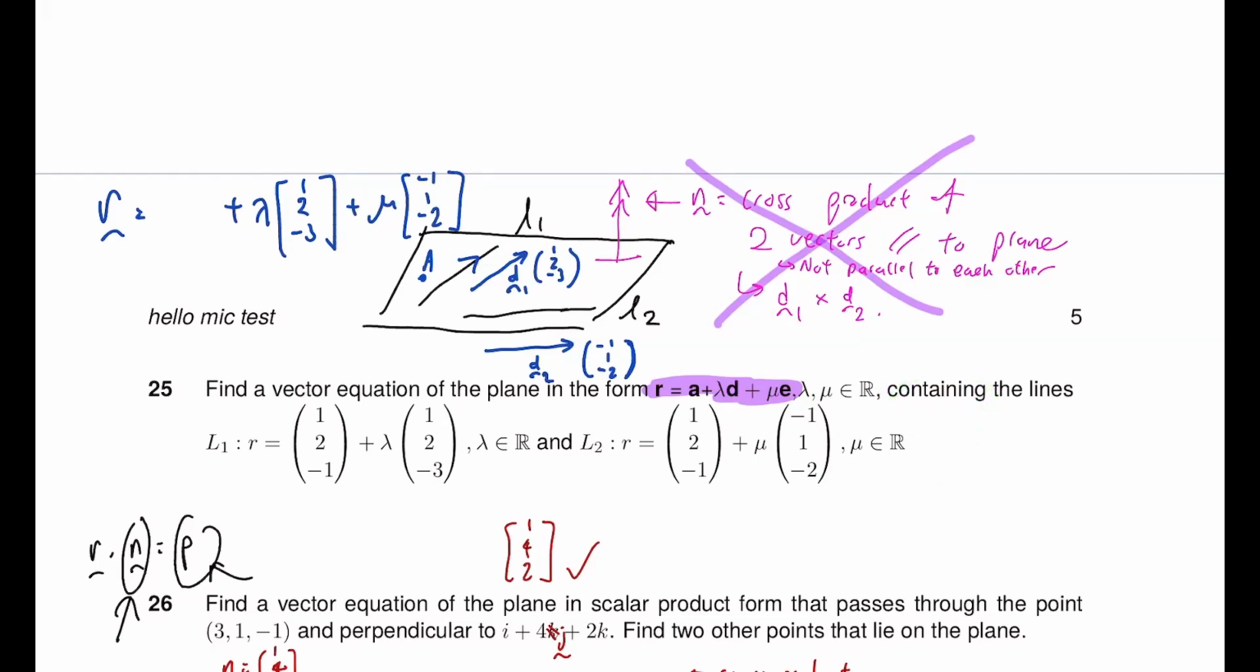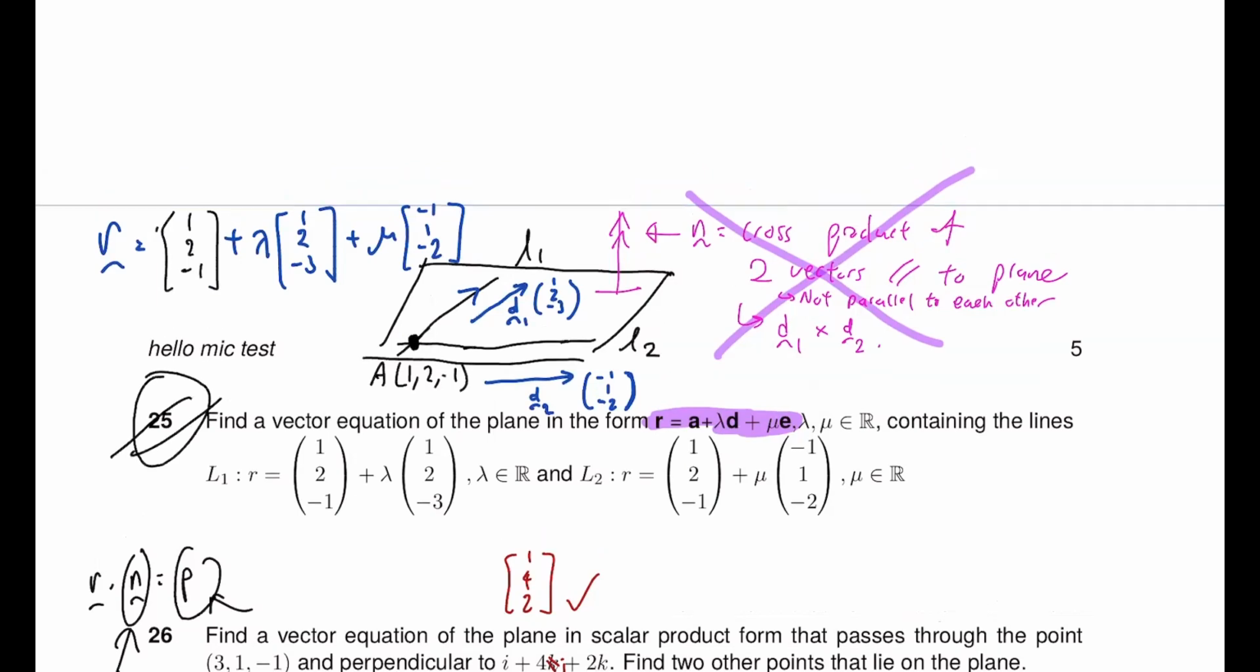So actually my diagram is incomplete. I should extend my line a bit. Since both of them are 1, 2, -1, it means that my lines actually intersect at these coordinates, 1, 2, -1, and that's my point A. Also my point A, I remove, it should actually be here. Then I can just put in 1, 2, -1. That's all. Easy. I solved it for you already. Can skip. 25 done. Next.